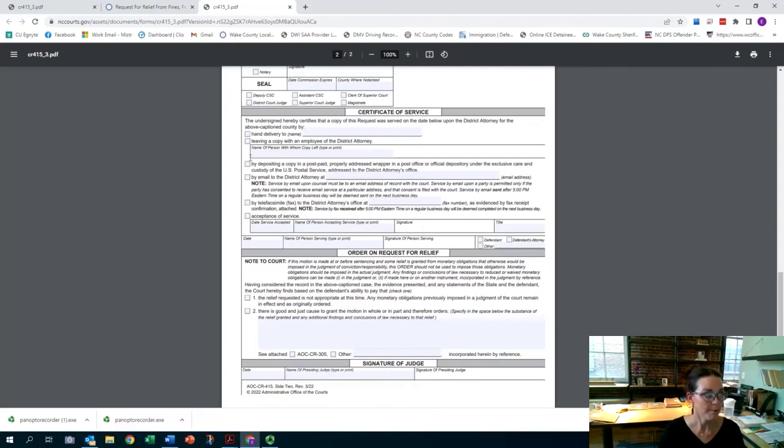They will fill out the appropriate box, which can be leaving a copy with an employee of the district attorney, and then the person can print their name here. It can be by mailing a copy. I would generally not recommend that for these types of motions because that is a relatively new process. Once you have served the district attorney's office with their copy, you're going to date. You're going to write your name here as the name of the person serving, because you are serving the district attorney's office. Then you are going to sign the document here, and you're going to check defendant.